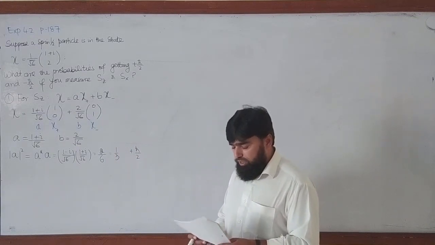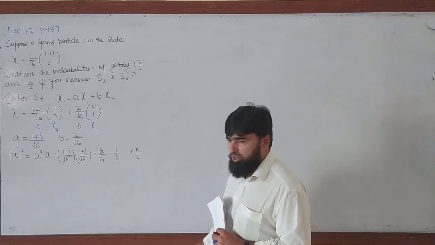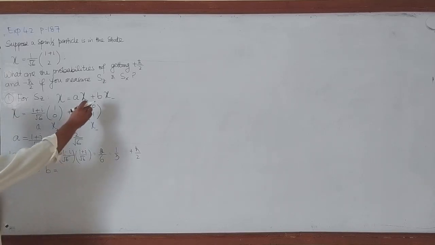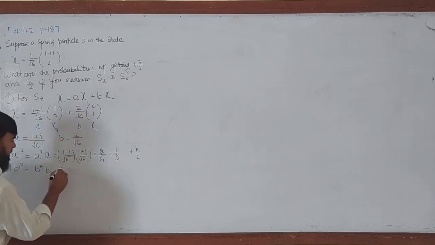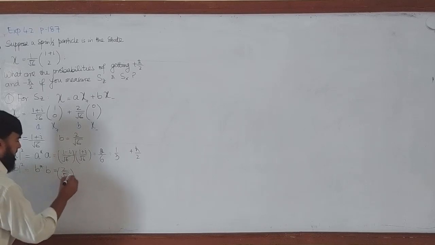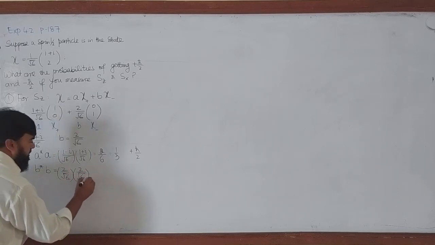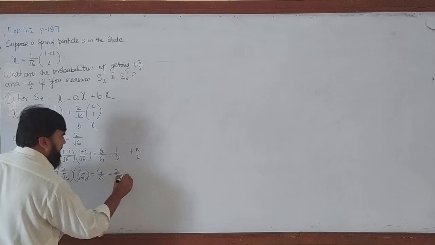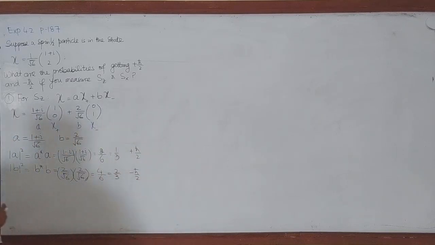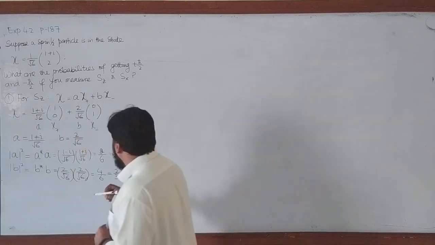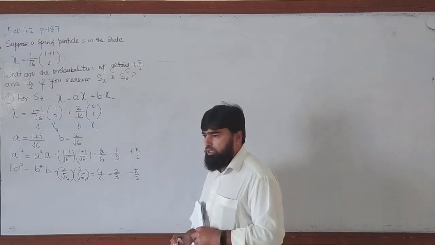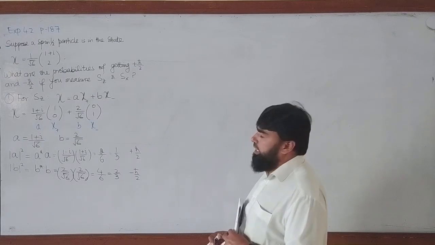The other one will automatically be 2 by 3 because there is no other value, but we can calculate that. B mod square is equal to B conjugate into B, while the conjugate will have no effect here, and it will become 2 over root 6 multiplied with 2 over root 6, which is 4 over 6, and this is 2 over 3 for minus h bar over 2. And you know 1 over 3 plus 2 over 3 is 1, because 3 divided by 3 is 1. So this is for Sz.